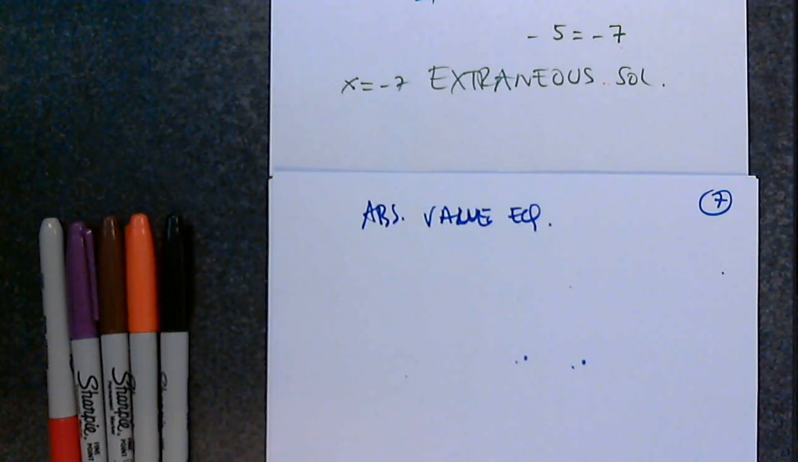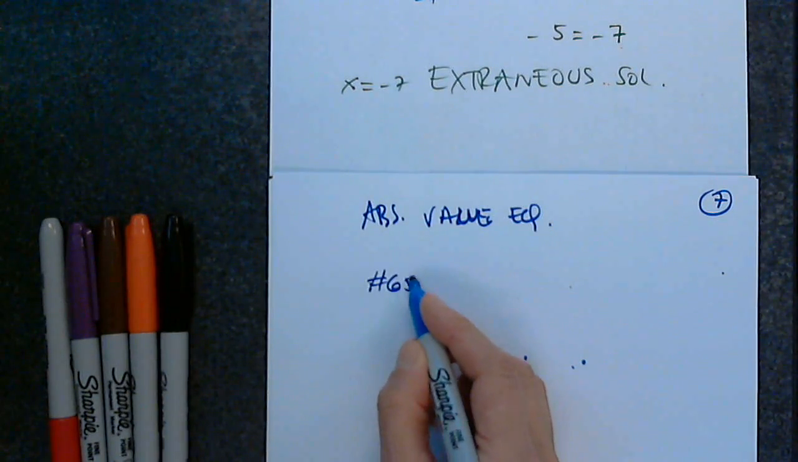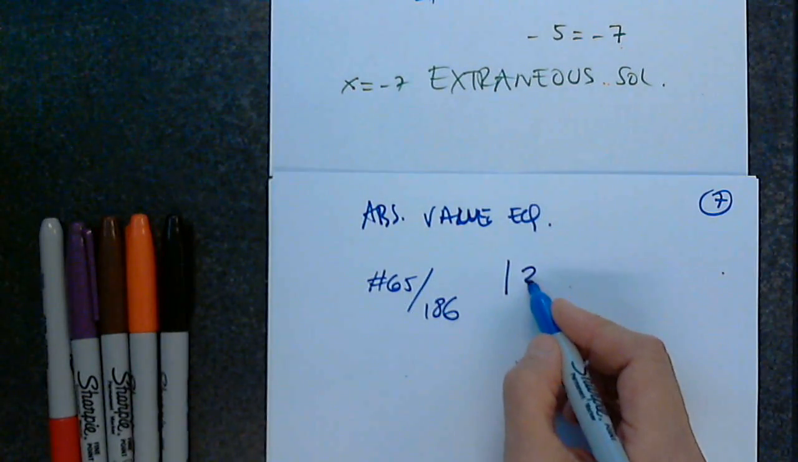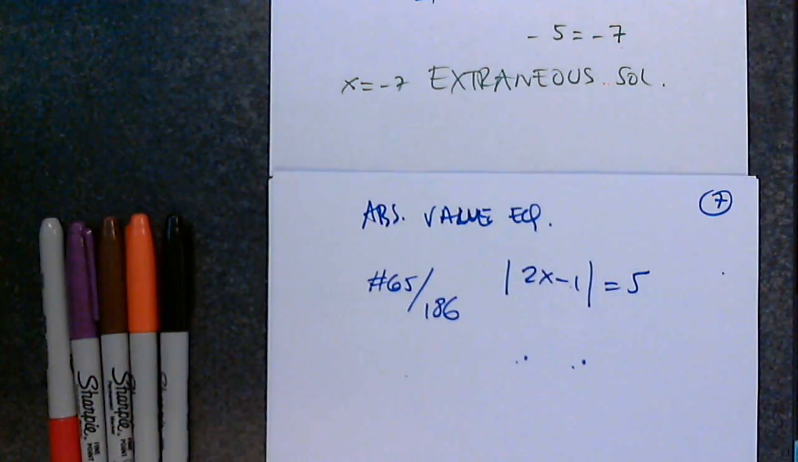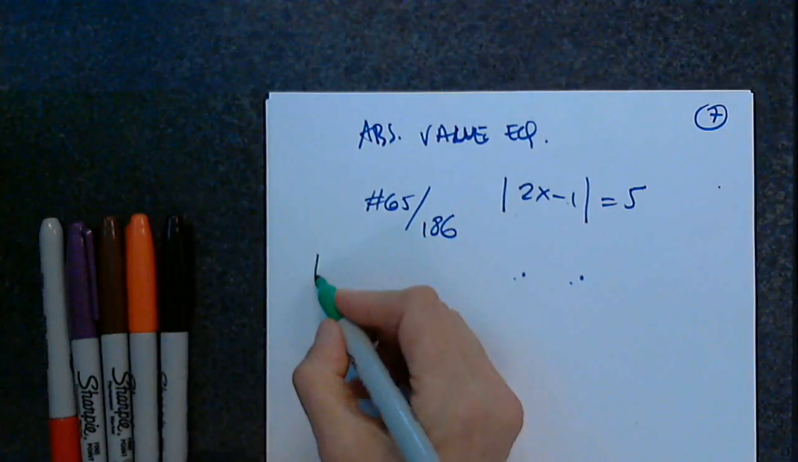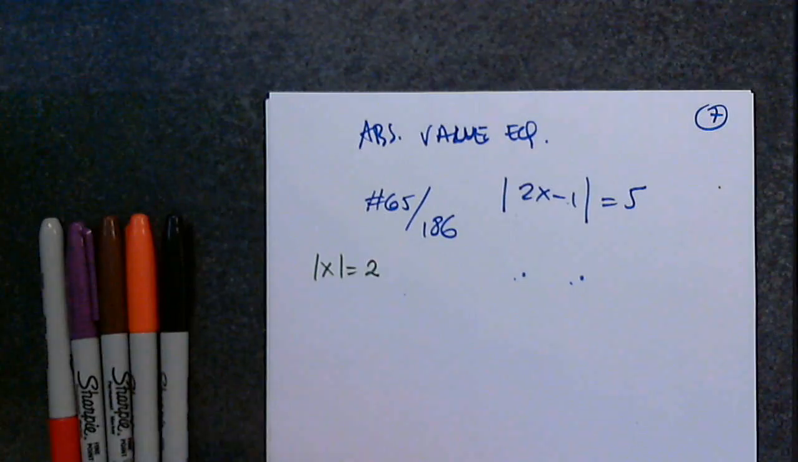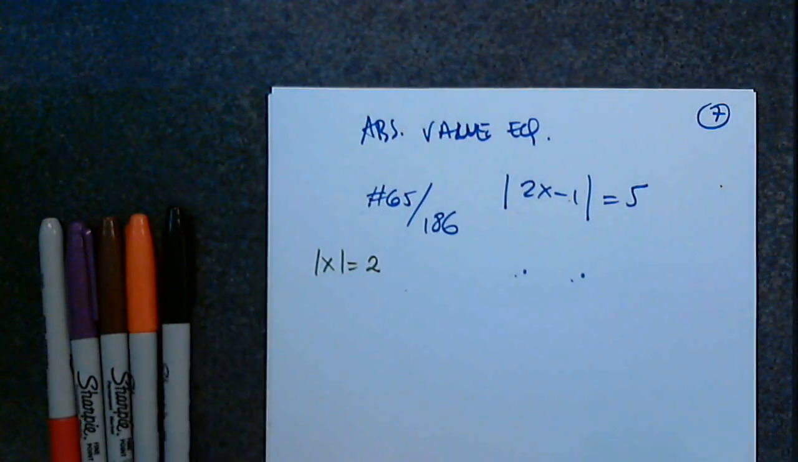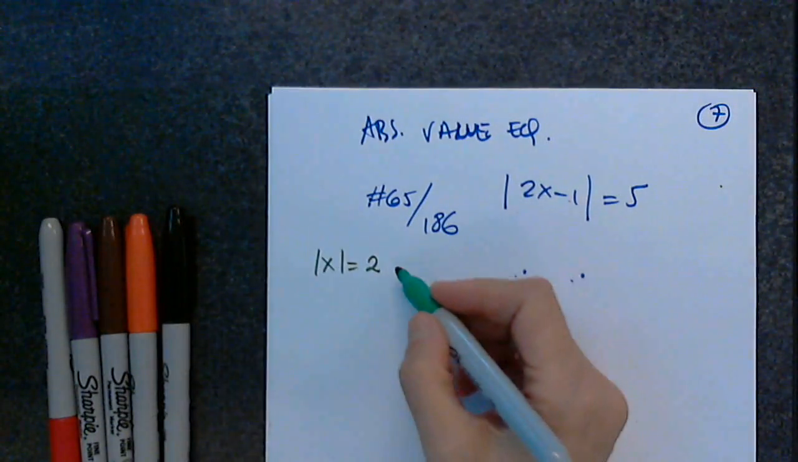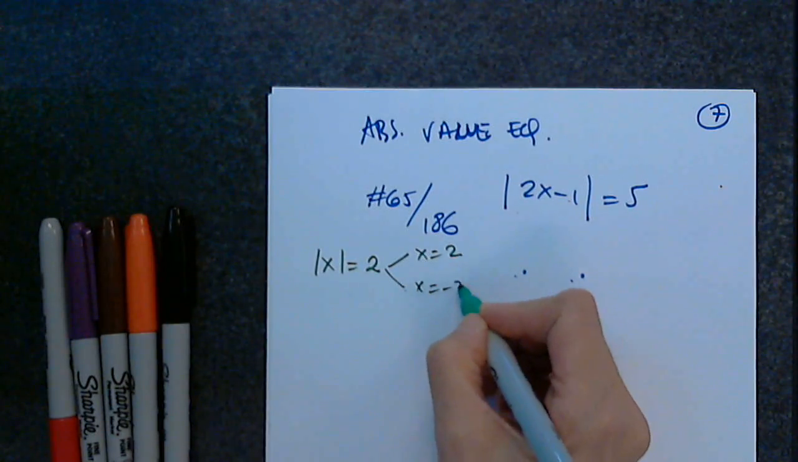So let's say the absolute value of 2x minus 1 equals 5. If you remember, let's say the simplest possible, the absolute value of x equals 2, this is really asking us to find the numbers whose distance from 0 is 2 units. 0 is here, 2 units away from 0. What solutions will those be? Right. So x equals 2 and x equals negative 2.